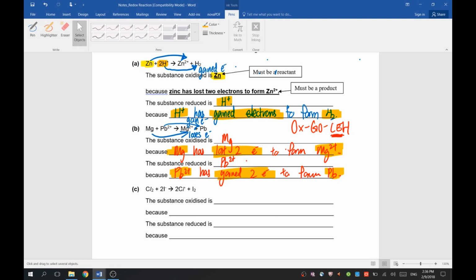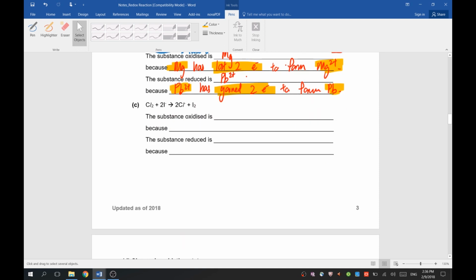Last but not least, let's take a look at the last question over here on chlorine as well as iodide. Chlorine went from just Cl2 to 2Cl minus. This minus charge tells you it's negative now, which shows that it actually gained electrons. Whereas the I minus to I2 actually lost electrons. So similarly, how does OIL RIG work? The one that's been oxidized will be the one that loses the electrons, so it is your I minus.